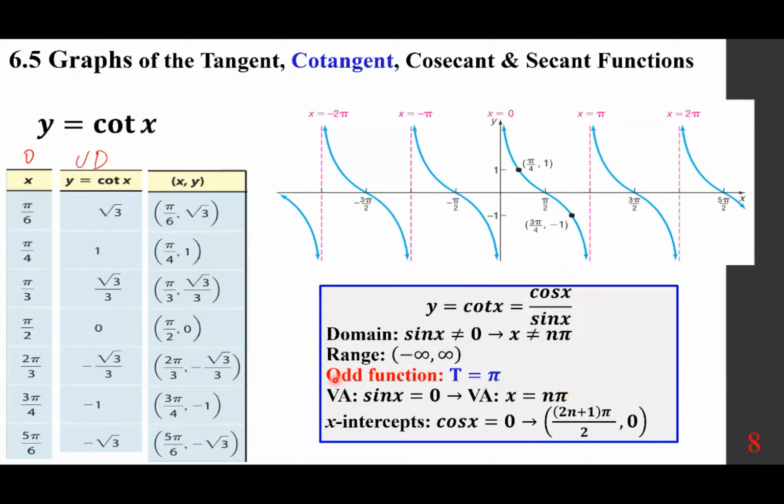As you recall, it was an odd function with the period being pi. Range, no restrictions, all real numbers. X-intercept. X-intercept when y is 0, that means cosine is 0. As you know, cosine is 0 at odd multiples of pi over 2, 2n plus 1 times pi over 2. So that's very straightforward, class.